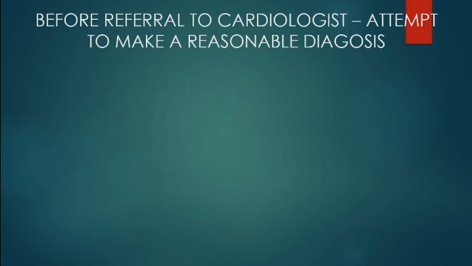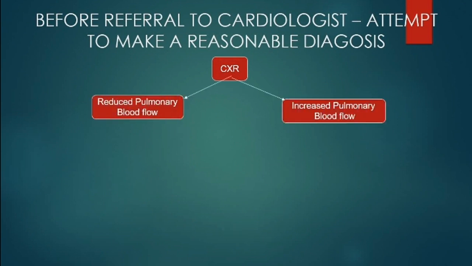When a patient comes to my clinic, before referring to a cardiologist, I should do the following investigations. Chest X-ray differentiates between reduced pulmonary blood flow and increased pulmonary blood flow. Then, with an ECG showing the different chamber enlargement, I may be directed towards some diagnosis before sending to a cardiologist.